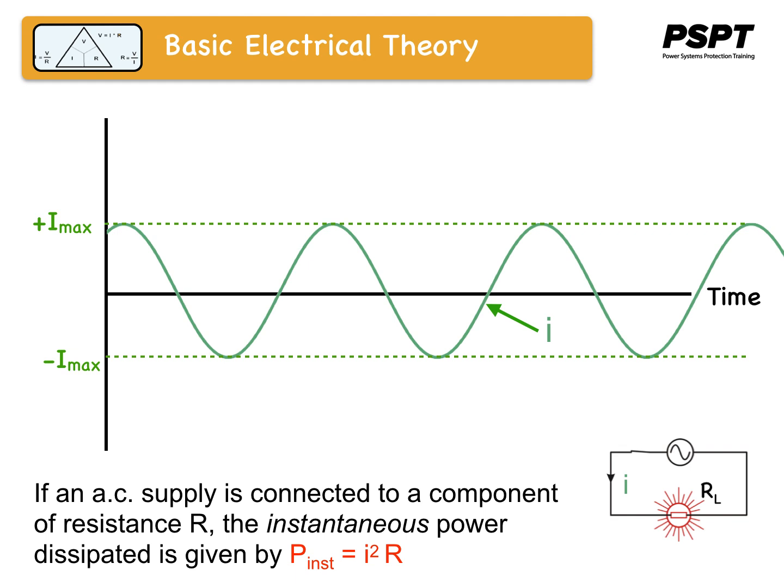If an AC supply is connected to a component of a resistance R, the instantaneous power dissipated is given by the instantaneous current squared times the resistance in that circuit. That's the power equation. And if we were to plot I squared on the same graph, it would look like this.